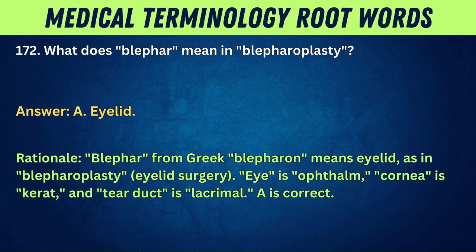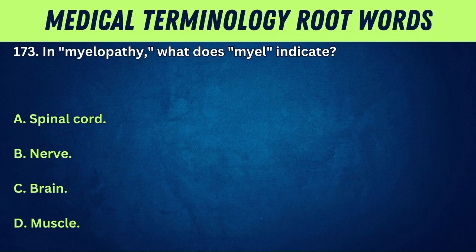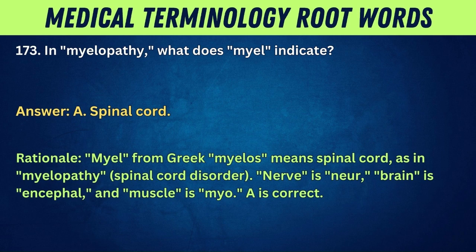A is correct. 173. In myelopathy, what does myel indicate? A. Spinal cord. B. Nerve. C. Brain. D. Muscle. Answer: A. Spinal cord. Rationale: myel, from Greek myelos, means spinal cord, as in myelopathy, spinal cord disorder. Nerve is neur, brain is encephal, and muscle is my.